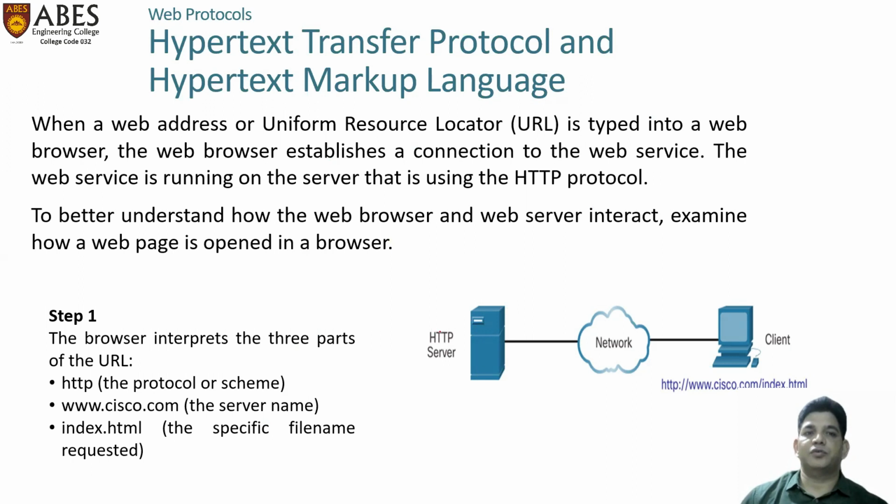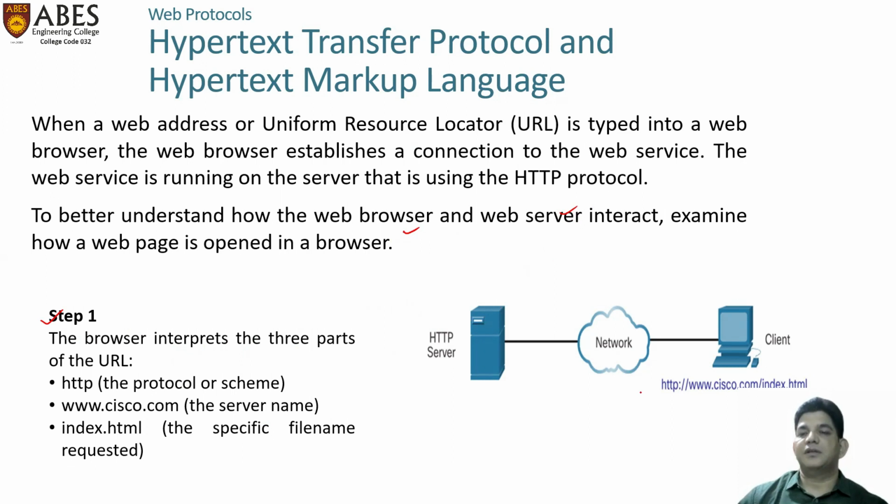Here we have to understand how the web browser and the web server interact, by examining how a page is opened in a browser. There are some steps. In step one, the browser interprets the three parts of the URL.